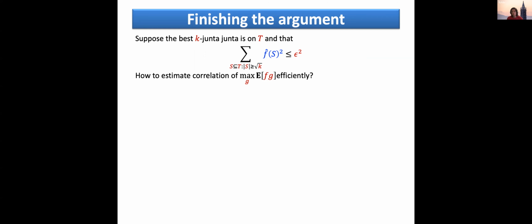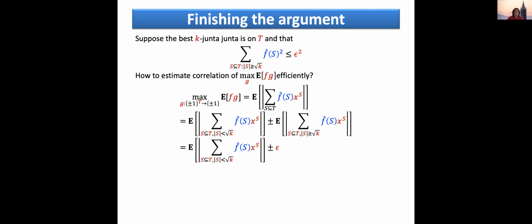Once it becomes small, how do we finish the argument? So once it becomes less than epsilon squared, how do we finish the argument? Well, it's actually quite simple. It's basically just triangle inequality. The first equality you're going to have to take my word for. It turns out that the best correlation of f and g within T is this expression, the absolute value of the sum of the Fourier coefficients. Simple to prove. You can find it in our paper if you're curious.